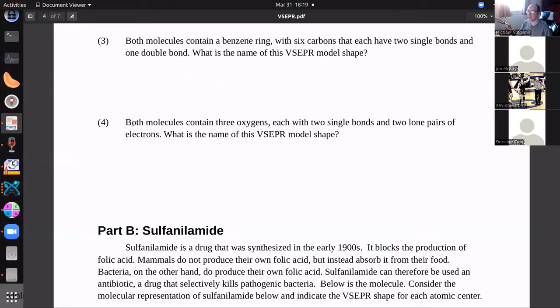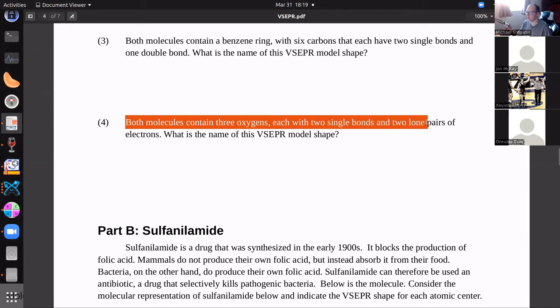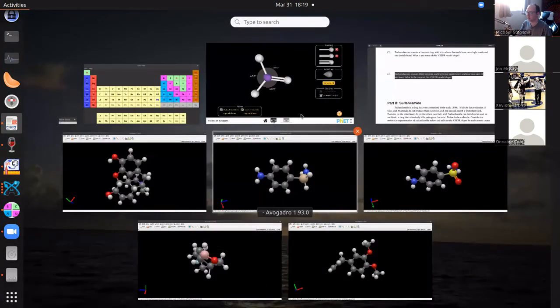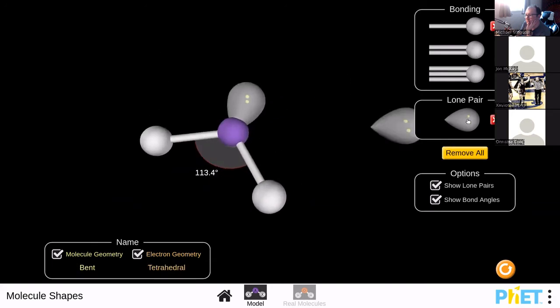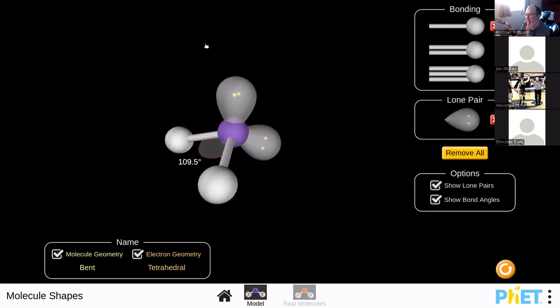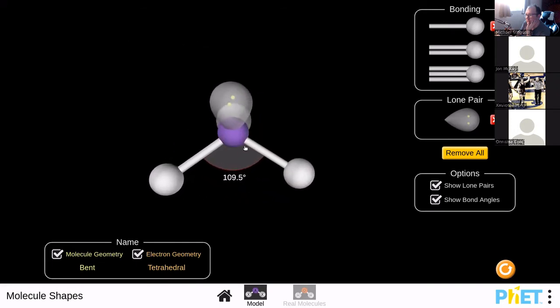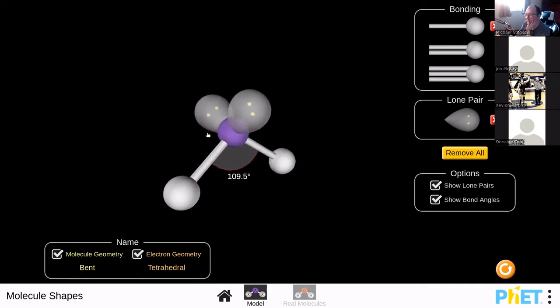Okay. So for number 4, we have both molecules contain 3 oxygens, each with 2 single bonds and 2 lone pairs of electrons. What is the name of this VSEPR model? Let's take a look at it. So, Annalie, what are we doing this time? How do I make an oxygen? With the 2 single bonds and 2 lone pairs. So it's going to look like this, right? Can anybody name a molecule that looks like that?